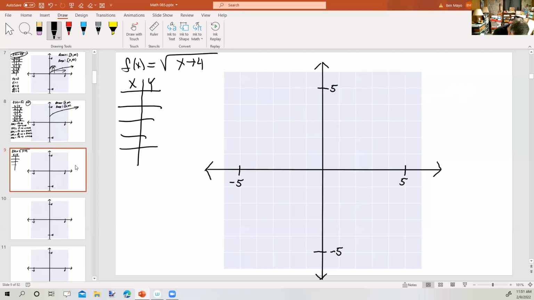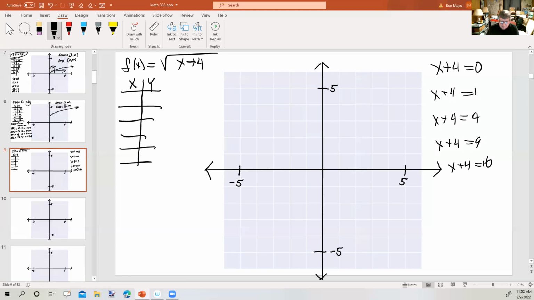Well, in our previous examples, the only thing inside the radical was just x. So if x was a perfect square and we took the square root, we got a nice number. But now we're going to have x plus 4. So we want x plus 4 to be a perfect square. It's like we want x plus 4 to be 0, x plus 4 to equal 1, x plus 4 to equal 4, x plus 4 to equal 9, x plus 4 to equal 16, okay? Because we want the radicand to be a perfect square.